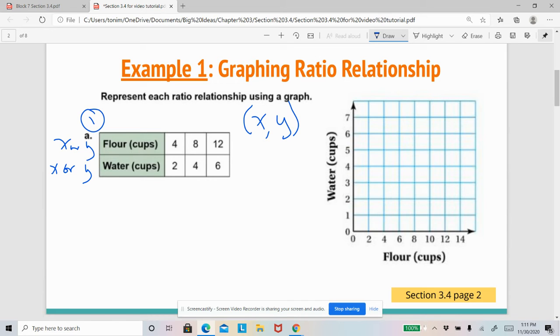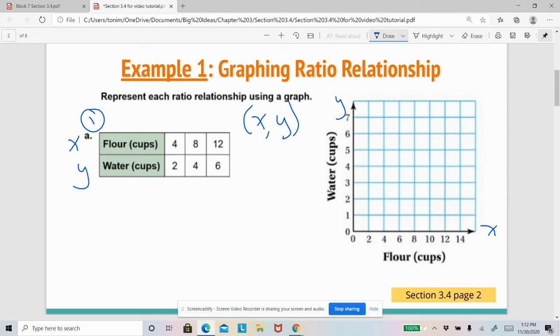So you have to look at your graph. And your graph, this line going to the right is your X. This line going up is your Y. Because we know that, that means flour is your X, because flour is talking about this X axis. So we know that our flour is X, which means water is Y. And that's a huge help with our ordered pairs.